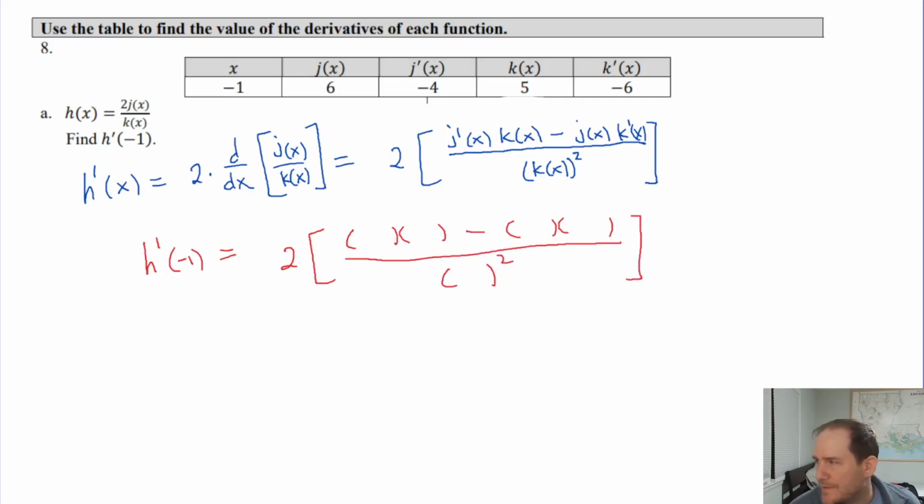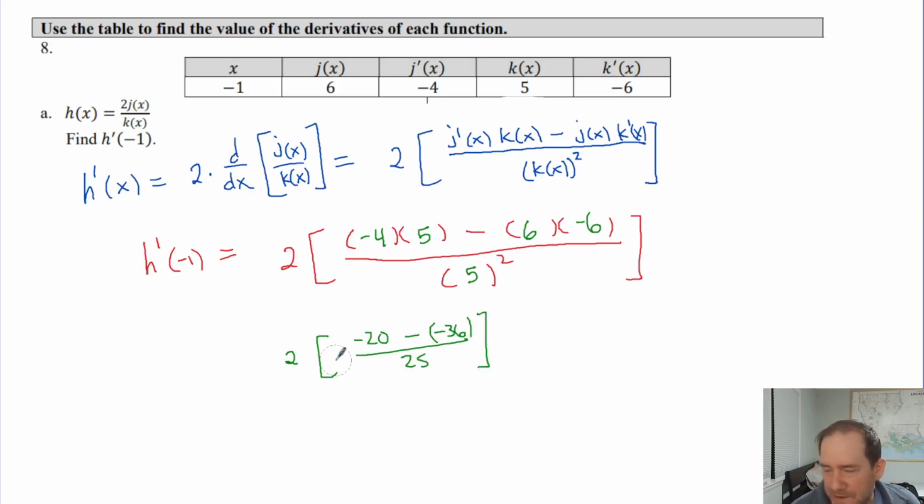So what are all those somethings? Well, j prime of -1 is this guy right here. Plop a -4 into that position. And then k of -1, normal k, not k prime, normal k, that's 5. Then j is giving 6, k prime is giving -6, and k again is giving 5. So here we are. We're just looking at a 2 that's multiplying a -20, technically minus -36, dividing it all by 25.